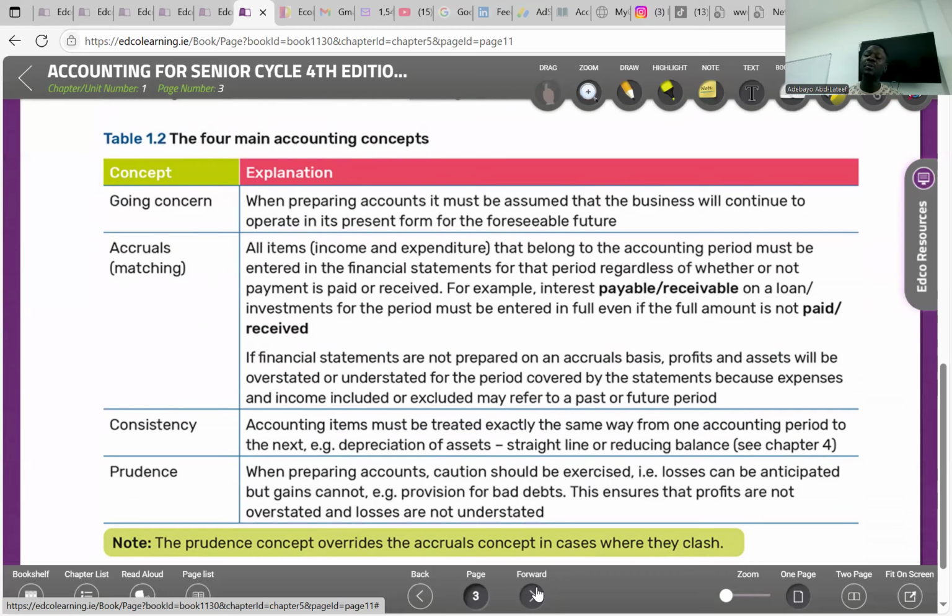The going concern concept simply talks about how accounting information should be prepared in a way that it will last forever. So businesses should be seen as a going concern. That means they will never end.